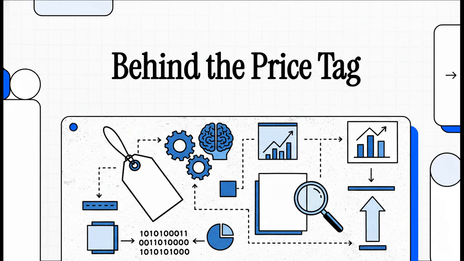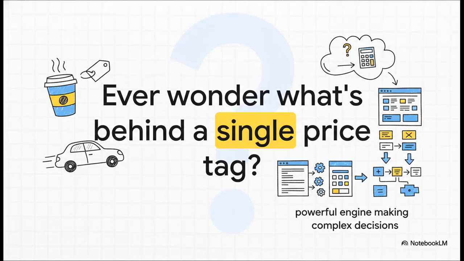Have you ever just stared at a price tag and thought, how did they land on that specific number? Well, today we're pulling back the curtain and decoding the hidden logic behind the price of pretty much everything you buy. And trust me, it's way more interesting than you'd think. You see a price for your coffee, a new pair of shoes, whatever. It just looks like a number. Simple, right? But behind that one number, there is a seriously powerful engine making all these complex decisions. So come on, let's pop the hood and see how this thing actually works.